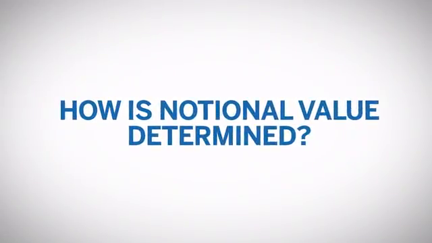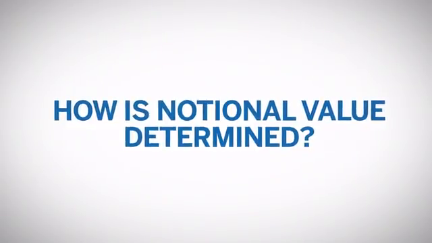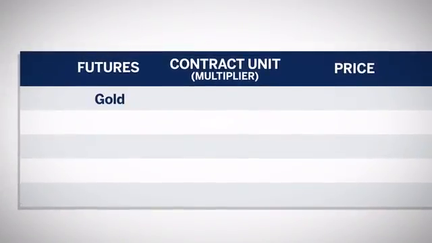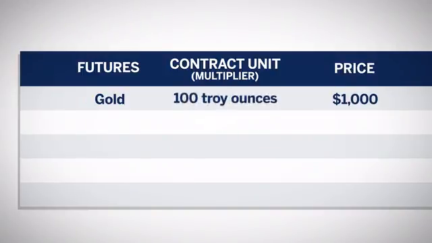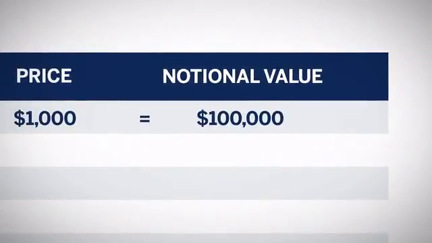Using the same contracts, how is notional value determined? Assume a gold futures contract is trading at a price of $1,000. The notional value of the contract is calculated by multiplying the contract unit by the futures price. In this case, 100 troy ounces times $1,000. The notional value for this contract at this price would be $100,000.